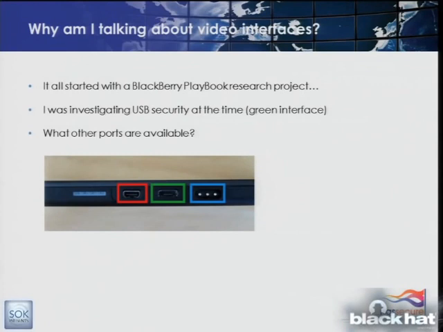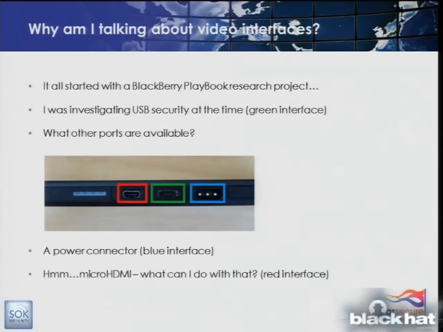And RIM had done a pretty good job of securing the USB service or services that were listening over USB on QNX. So I started to think, well, what other interfaces have I got here? Well, a power connector with 3 pins, not necessarily interesting, potentially, but there's another one, a micro HDMI port. So I started thinking, well, what can I do with this?